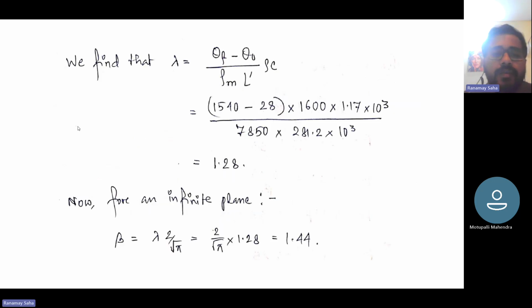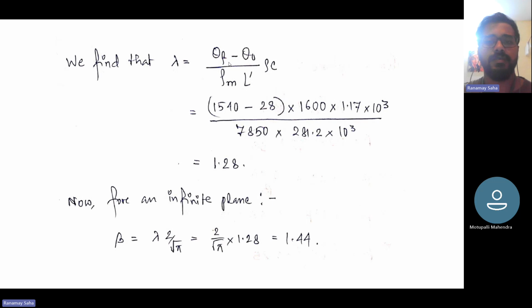Then we find out the dimensionless constants lambda and beta. I hope you are already exposed to this kind of problems and the derivations of this kind of parameters in your regular classes, so I'm not going into the details. We're just here to solve the problems. Okay. So lambda and beta, the dimensionless constants.